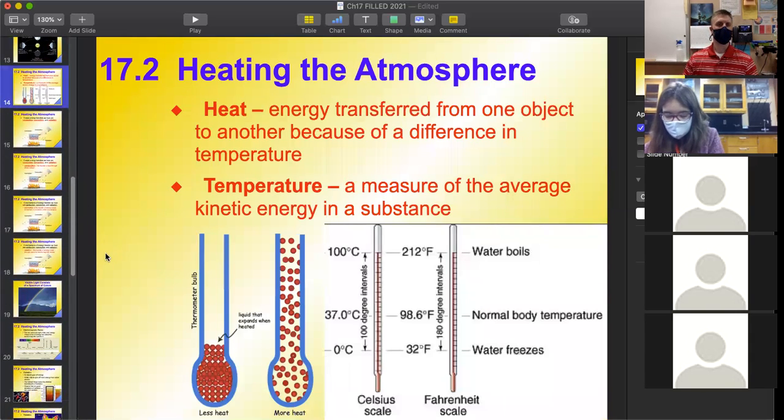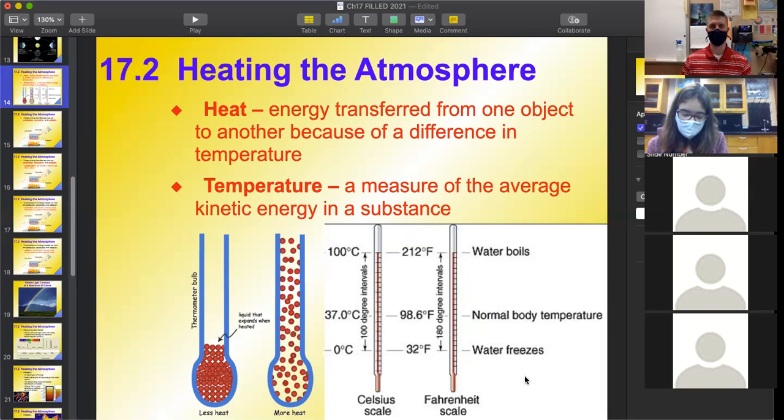All right, a couple of definitions. Heat and temperature. Heat's just the transfer of energy from one thing to the next, and temperature is the measure of the energy within something. And there are a few different types of thermometers that we use to measure temperature. And then this diagram in the bottom right shows some equivalencies as far as temperature goes between Celsius and Fahrenheit.